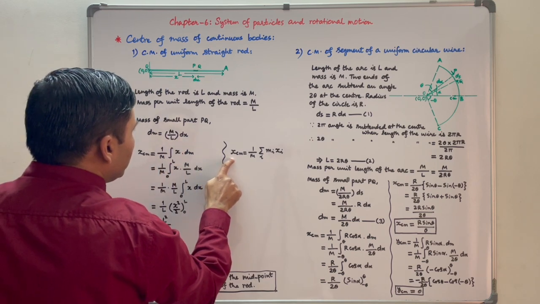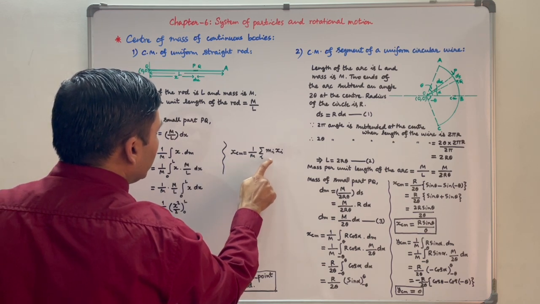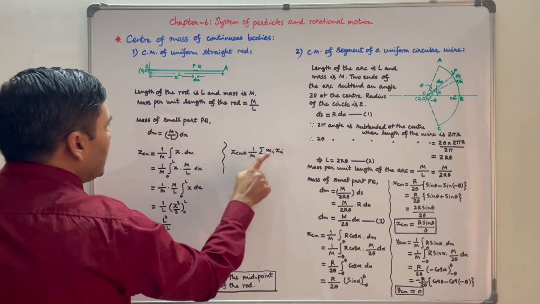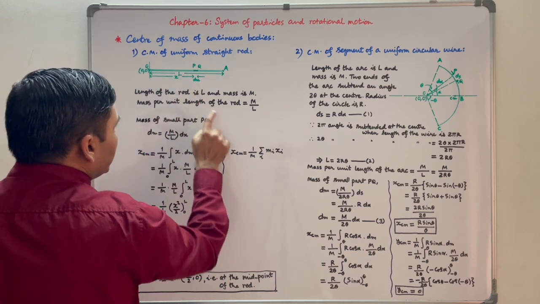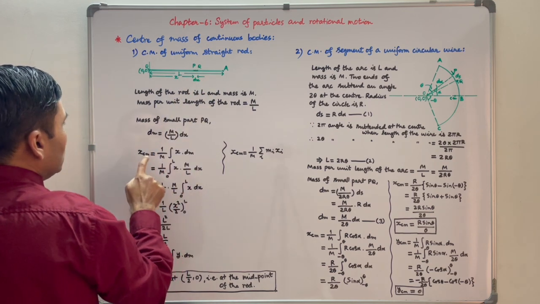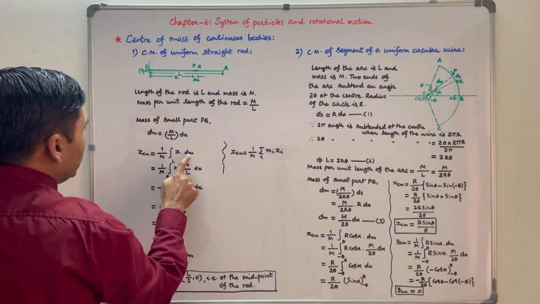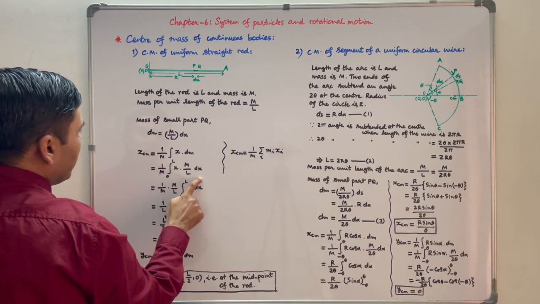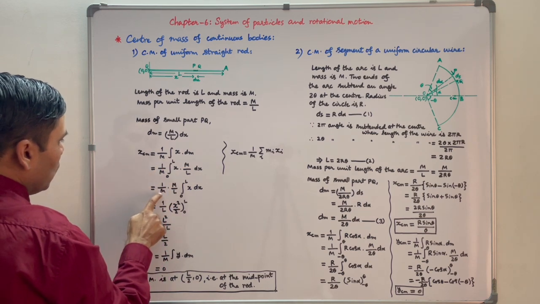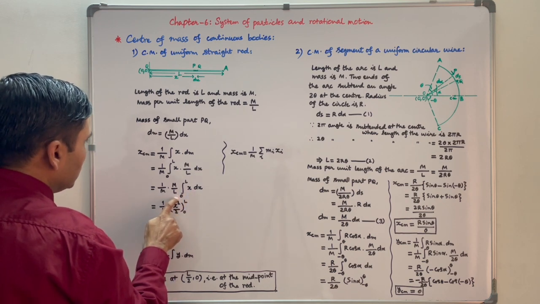X coordinate of center of mass is given by the formula xcm is equal to 1 by m summation of mi xi. Here in place of summation we will write integration. Xi is equal to x and mi is equal to dm, mass of this small part. So xcm is equal to 1 by m integration of x dm. dm is equal to m by L dx. M by L is constant, so it can be taken out. So xcm is equal to 1 by m into m by L integration of x dx from 0 to L.